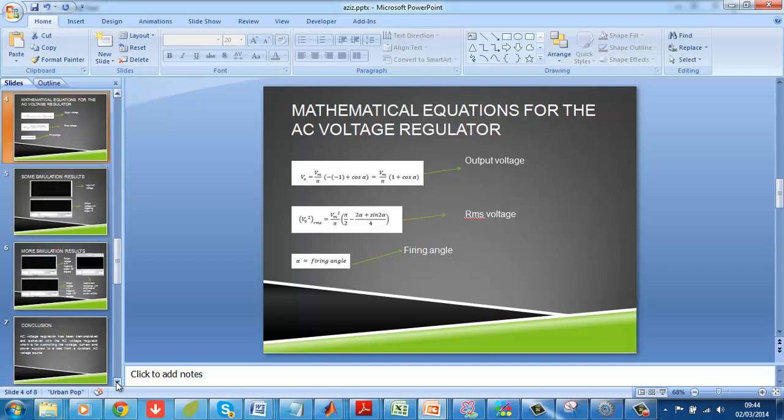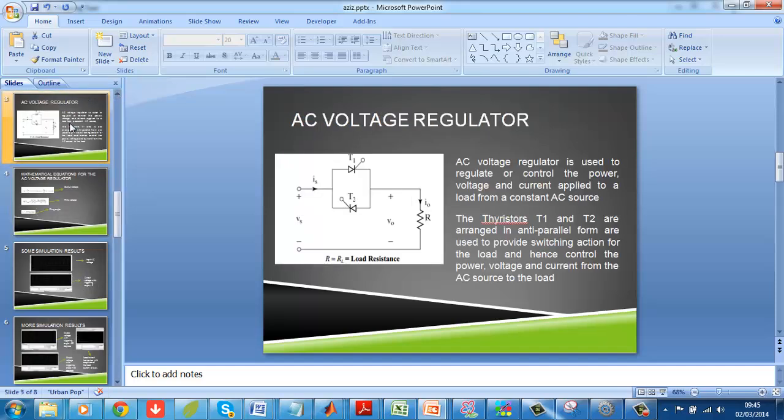Basically, what we have said is that we have an AC voltage regulator that takes an AC input and gives you an output that is regulated. These are some of the key formulas: the output voltage formula, the RMS voltage formula, and alpha is the firing angle. We don't need to go into deep mathematical details now. All this will be in the report. So I will just show you the PSpice simulation of this circuit, of this AC voltage regulator. Some results.